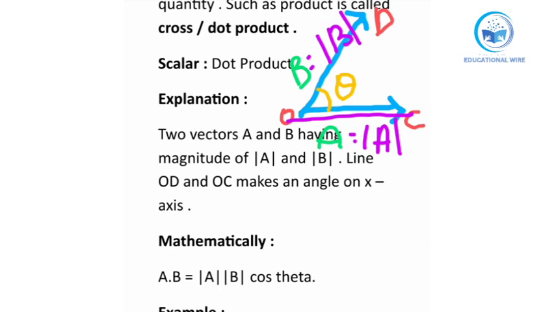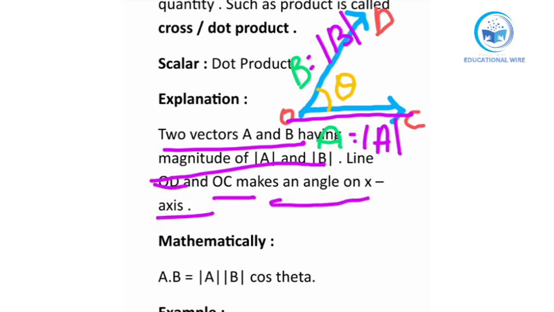Hope you now understand that two vectors A and B having magnitude of A and B, lines OD and OC make an angle on the X axis, is called dot product, or you can say scalar product. After that, mathematically I again told you that two vectors having a dot is called dot product, and it's making a magnitude of A and B with an angle, okay, is called a scalar quantity.